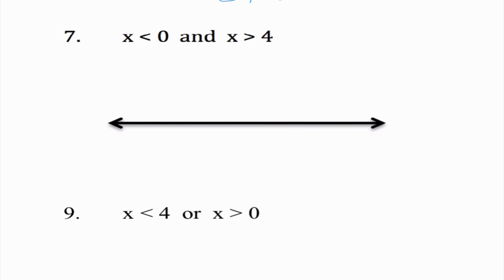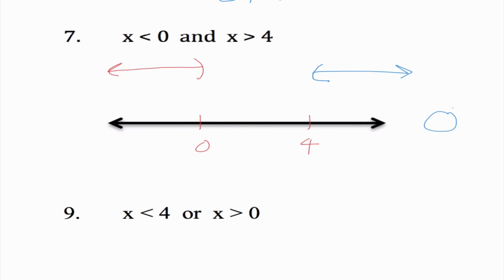Number 7, this time, 0 and 4 are the important numbers again, except we have an and problem, so that means I'm going to do things above. So it says x is less than 0. So where are numbers that are less than 0? That would be to the left. And x is greater than 4. So where are values that are greater than 4? That would be to the right. So looking at this, where is my overlap? And I realized that there isn't one. Okay, and if we think about it, that would make sense because there are no numbers that exist that are less than 0 and greater than 4.